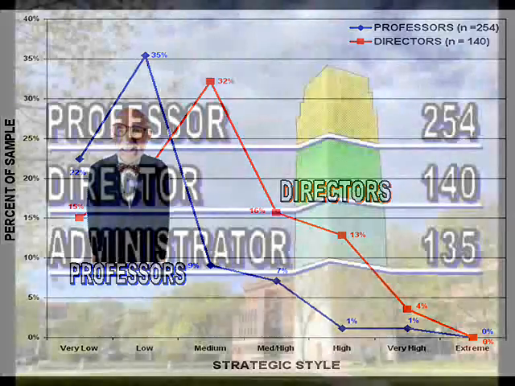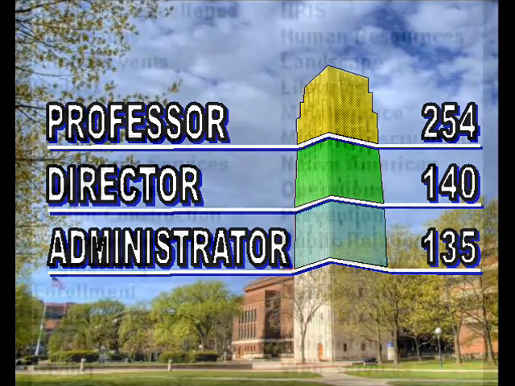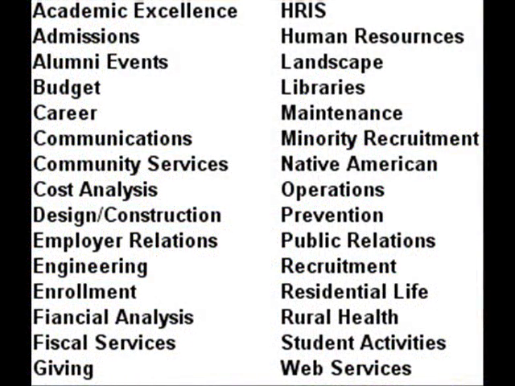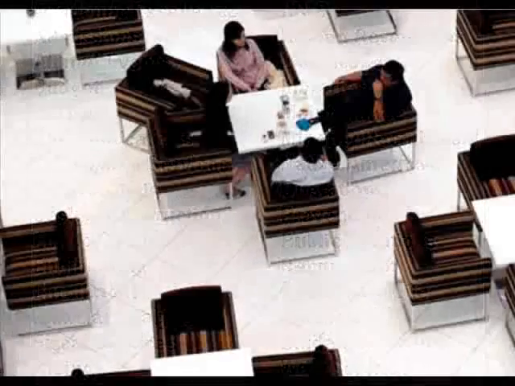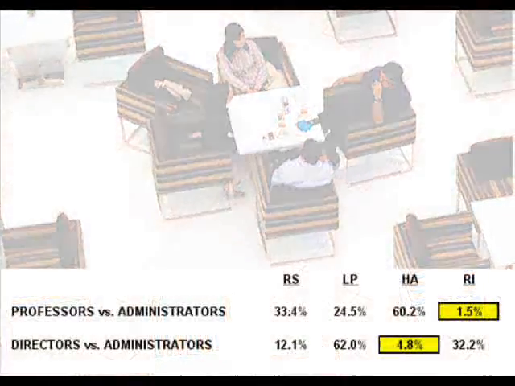Now, let's move on to administrators. The 135 administrators in our sample come from 55 universities and include managers and supervisors. These are the people who guide the operation of the university's functions and programs. Here are some of the administrator functions included in the sample. They are sufficiently diverse to be representative of the administrator level in general. Now, administrators are likely to periodically interact with both professors and directors as they go about their duties. So, what are the issues that they are likely to encounter in these interactions?